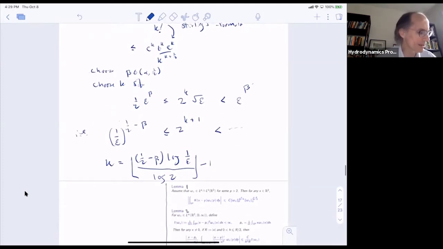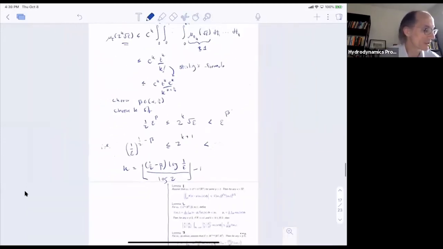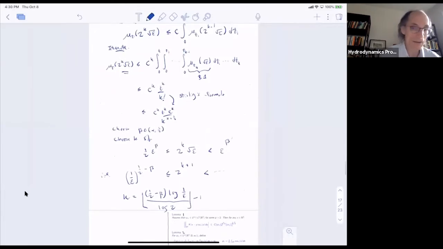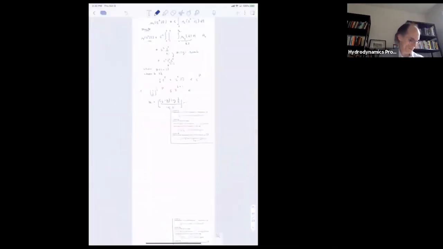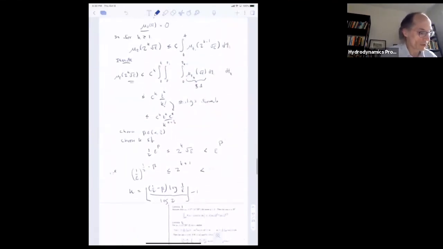Okay, and so then my claim is that I have this bound up here for mu sub t of this number whose order is epsilon to beta, and here it is. And I've told you what k is. My claim is that as epsilon goes to 0, this converges to 0 faster than any power of epsilon.